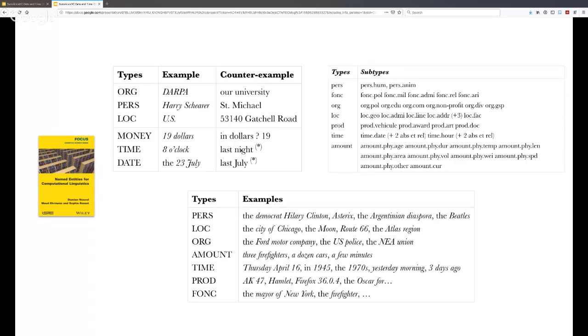And for time, as you can see, we have different examples because we have time, 8 o'clock or last night, then we have a date, the 23rd of July or last July. Then in the second screenshot, we have specific subtypes of the type time for date and hour. And then we have to see if it is absolute or relative. And then in the last screenshot, we have again time, and here we have different dates, like Thursday, April 16, or 1945, the 70s, yesterday morning, 3 days ago, etc.